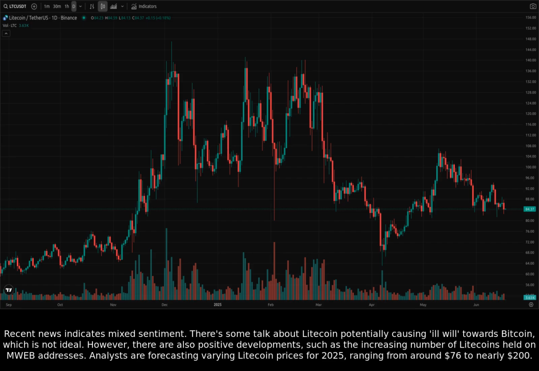Recent news indicates mixed sentiment. There's some talk about Litecoin potentially causing ill will towards Bitcoin, which is not ideal. However, there are also positive developments, such as the increasing number of Litecoins held on MWB addresses. Analysts are forecasting varying Litecoin prices for 2025, ranging from around $76 to nearly $200.